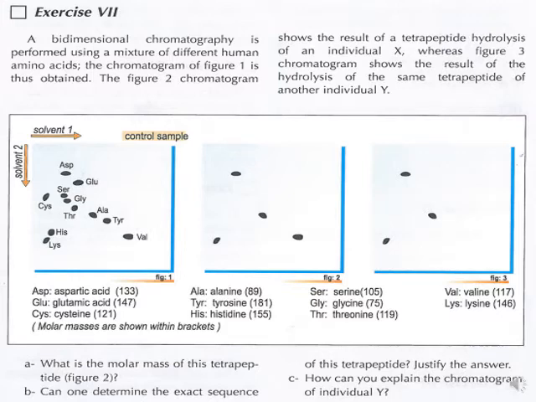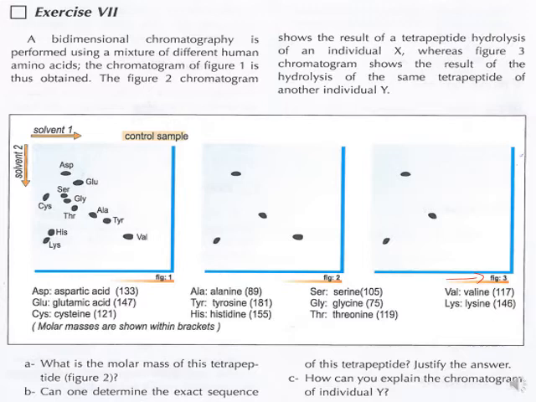Exercise number 7. Pay attention to this exercise. Exercise number 7 shows a bidimensional chromatography performed using a mixture of different human amino acids. The chromatogram of figure 1 is thus obtained. The figure 2 chromatogram shows the results of tetrapeptide hydrolysis of an individual X, whereas figure 3 shows the chromatogram of the results of the hydrolysis of the same tetrapeptide of another individual Y. Pay attention to this because it's a little bit critical.